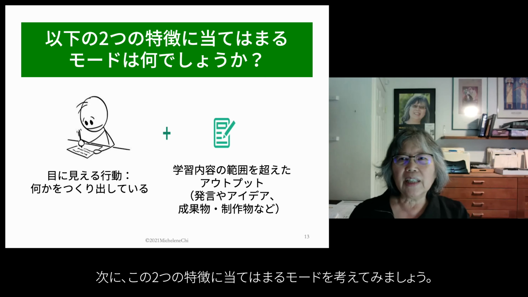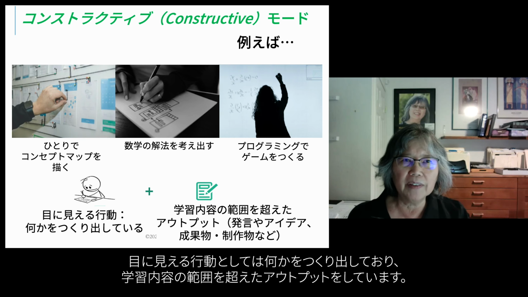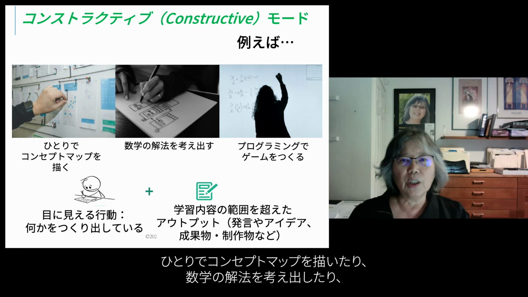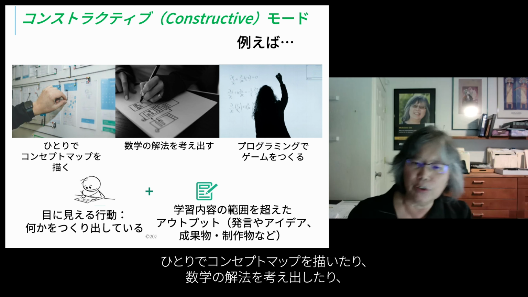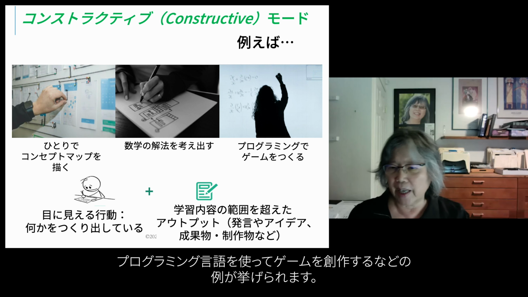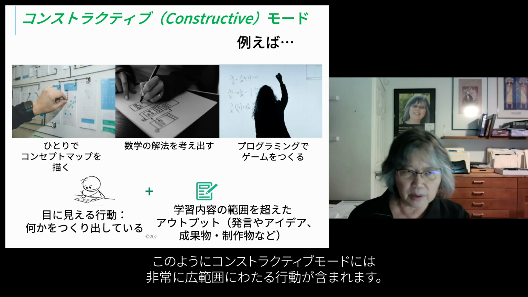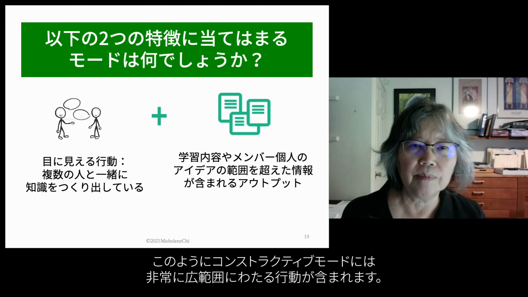Okay, think of an activity that fits the 2 indices of this mode: generating physical behavior, plus the output contains additional information beyond instructional materials. So I've got 3 examples for this one too. Obviously, that's the constructive mode. So you could be drawing a concept map. You could be generating a solution to a math problem. You could be doing something much bigger, like creating a video game using a programming language. That's a very extensive, large constructive behavior. A constructive behavior could also be something minor. I'll clarify that later too.